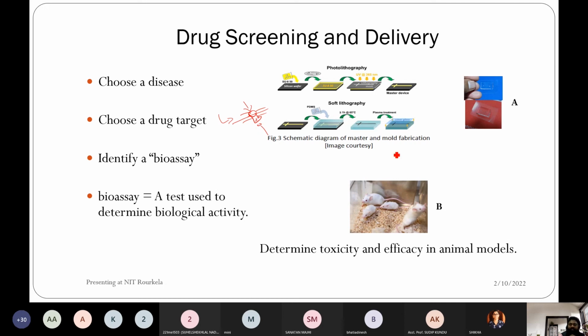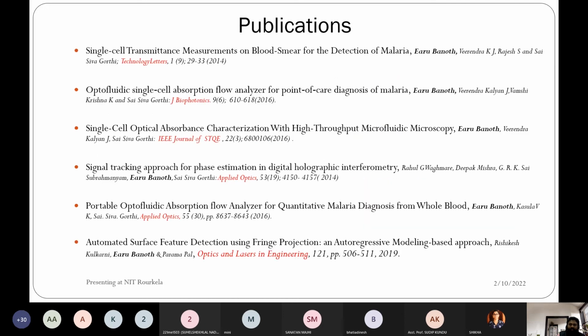So what is the advantage compared to this? When you are maintaining these kinds of facilities, we need a lot of maintenance and other things, and more importantly, we have to sacrifice the animals for the various applications. But here, if you have the sample, then you can test on a microfluidic platform, so it is much easier, and it is easy to do different types of analysis, right?